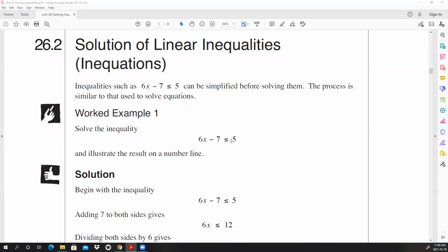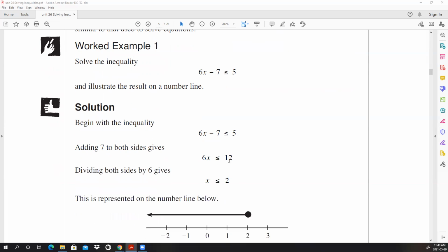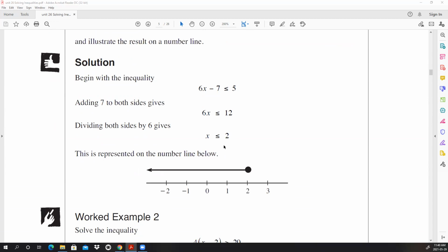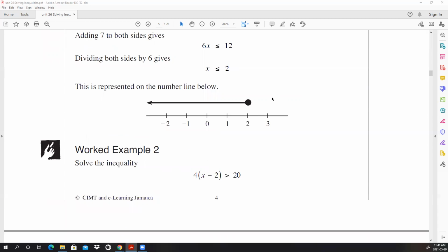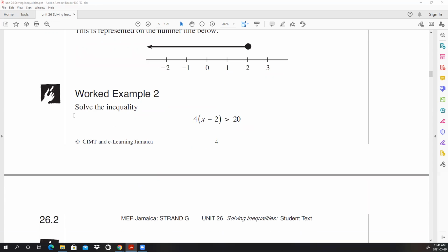And it's straightforward. So you have this, the whole, add 7 to both sides, you get 6x is less than or equal to 12, and you divide both sides by 6, you get x less than or equal to 2. And x less than or equal to 2 represented on our number line: you have the shaded circle here, pointing to the left starting from 2. Nothing out of this world. We saw some of those early in the year.